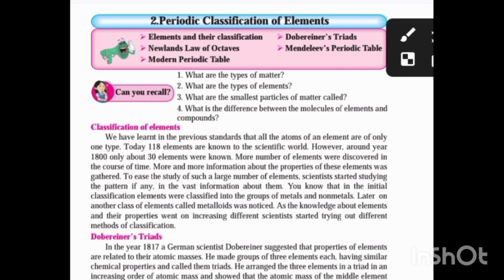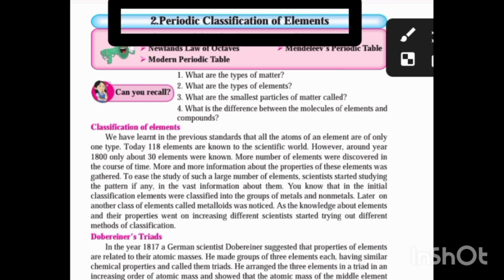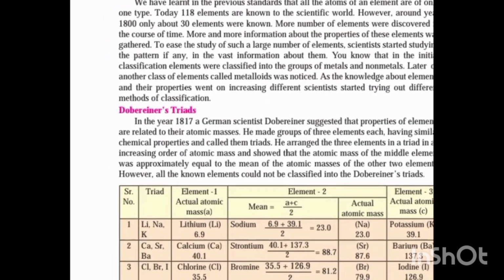Please focus on this lesson because it's very important, and many questions came from it this year in the board exam, so I thought I should teach this lesson once again. So let us start with lesson number 2, periodic classification of the elements. First we'll learn about elements and their classification.